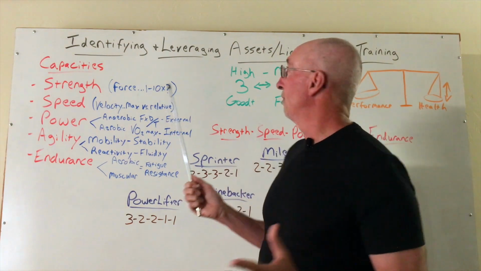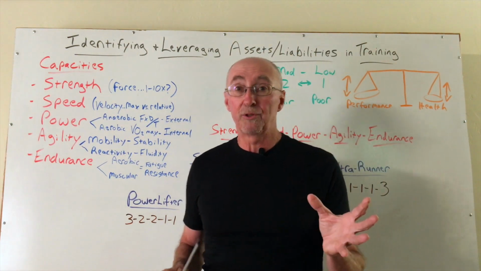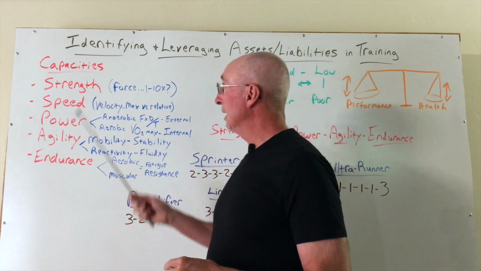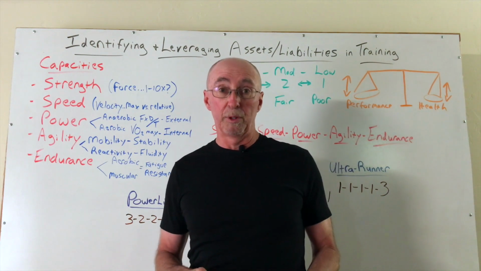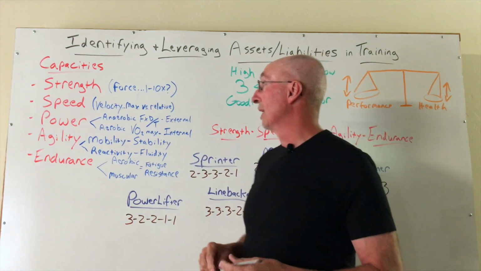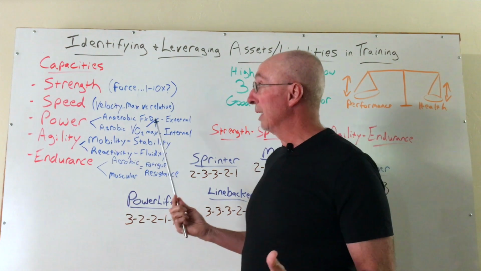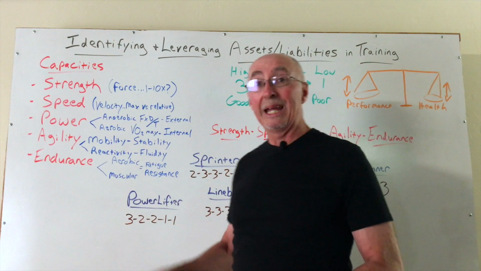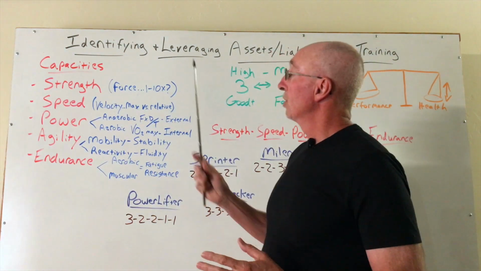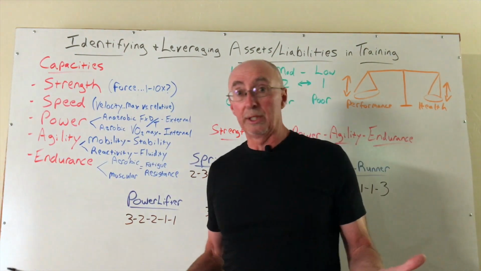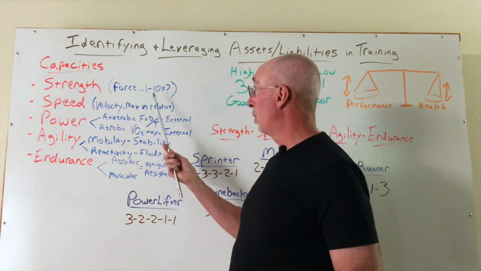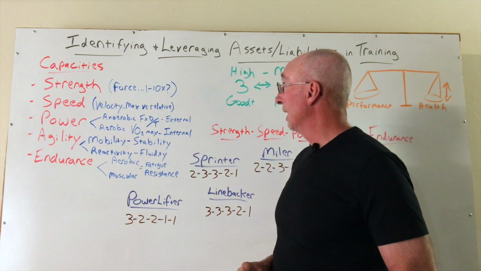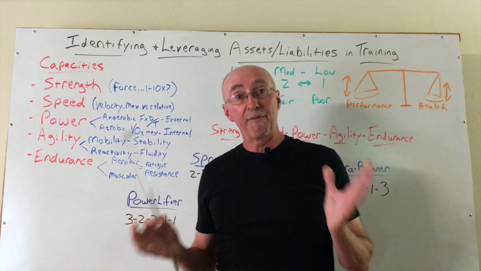So when we want to identify and leverage our assets and liabilities in training, the first thing that we need to understand is the capacities of human performance. These can be presented in any order, and they are strength, speed, power, agility, and endurance. Strength is simply force production, and typically we will look at that as a 1RM, or 1 repetition maximum, up to perhaps 10 times. And again, that's primarily force output.